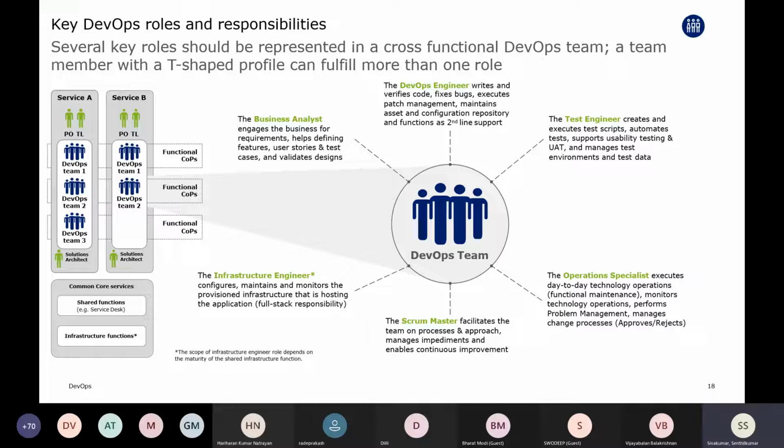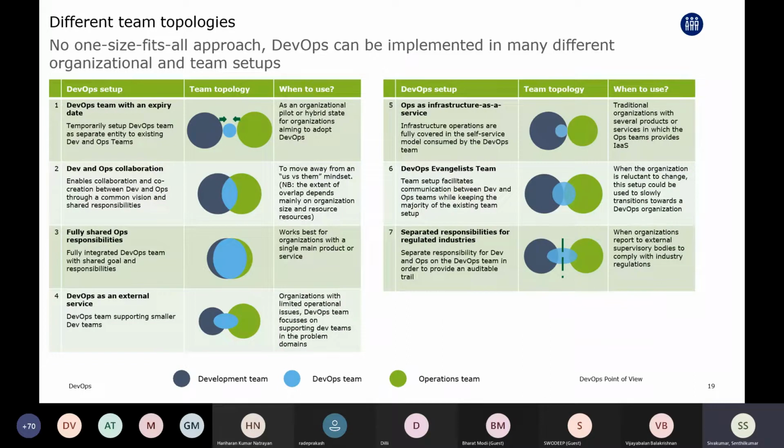DevOps engineers, infrastructure engineers, testers, operations specialists are involved in the board and pick up the respective tasks, and they are working together. So that is called team topology. So initially they will give the scope in the planning phase. Once the planning phase is defined, it moves into the test experimental phase. During the experimental phase, the team collaboration topology will be infused.